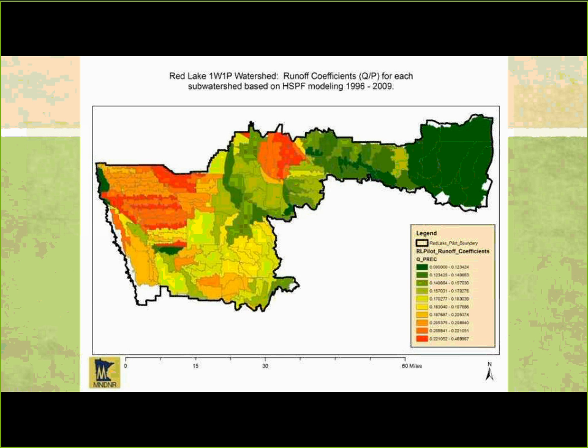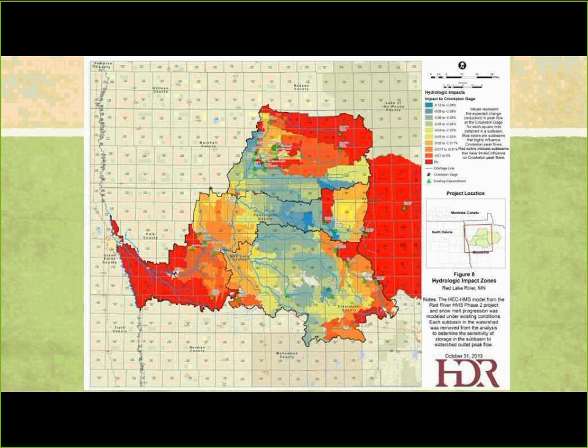This is the HSPF data on runoff coefficients, volume of water per unit rainfall. Again, another hydrology measure that I can work with my drain basins to ask, where are the best places to put water storage? It supplements PTMApp. I know there's a SWAT model for this watershed that's probably got similar data. And then we also have a HEC-HMS model. In this slide, the blue areas are the highest priority areas for water storage to reduce peak flows at Crookston. Again, overlay the drain basins in those blue areas, and they're great places to prioritize wetland restoration for flood damage reduction.